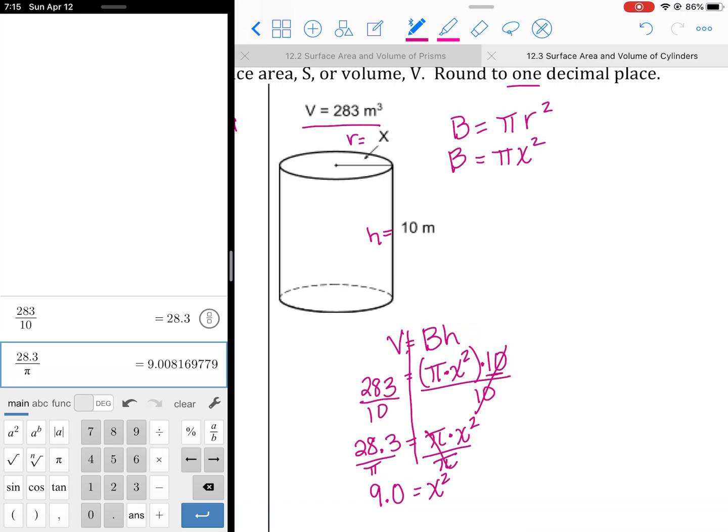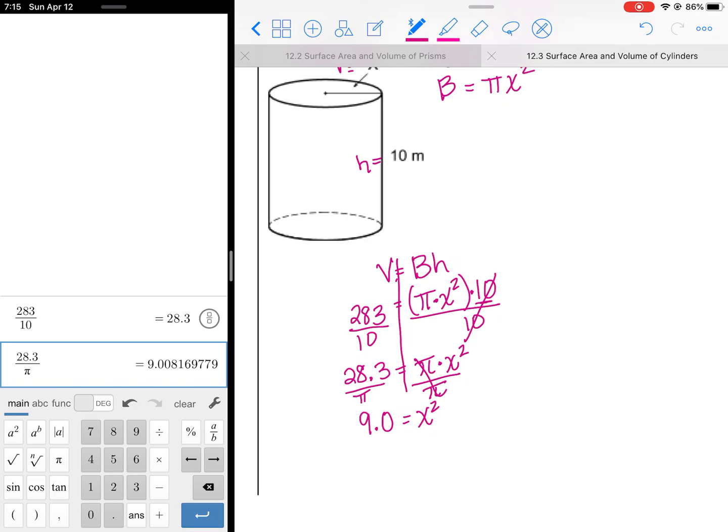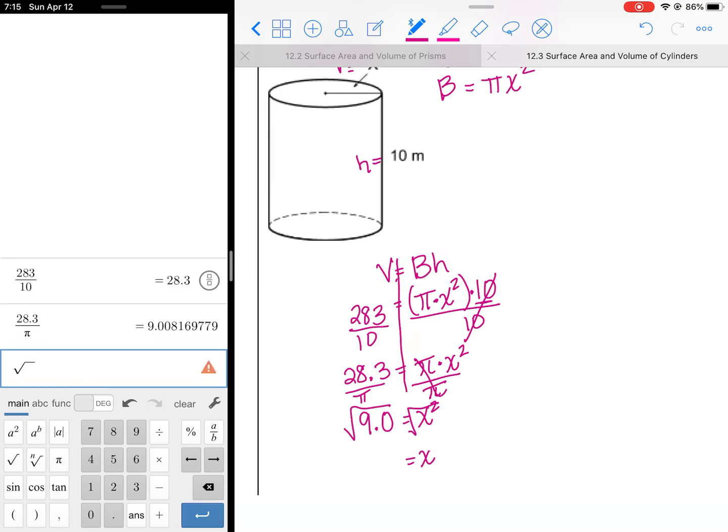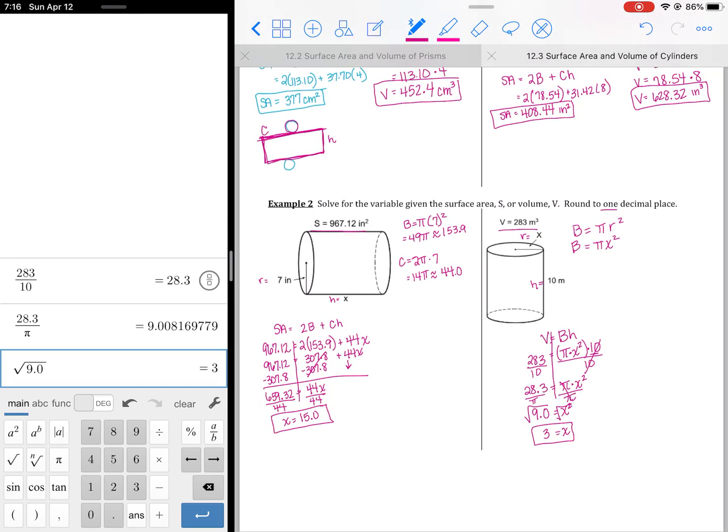So now I've gotten it down to where it's just that x squared. The opposite of squaring something is to take the square root. So I'm going to take the square root of both sides. And that's going to leave me with just x on the right side. And then I need to do the square root of 9.0, which is 3. So the value of the variable x is 3. So we can use those formulas and we can use pieces of information if we're missing a part, if we're missing the radius or the height.